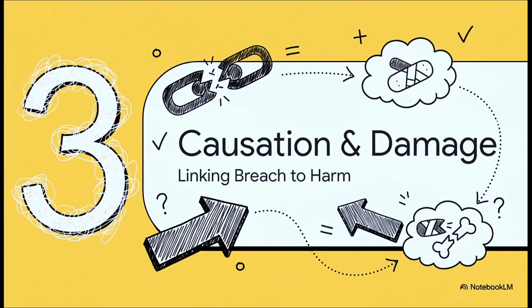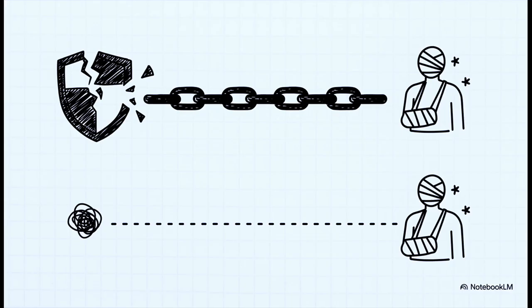And that brings us to our last 2 pillars, causation and damage. You see, it's not enough for someone to just show that a mistake happened. To prove negligence, they have to draw a direct line from that specific mistake to the actual harm the patient suffered. The idea here is pretty simple, really. There has to be a clear, unbroken link between the breach of duty and the patient's injury. If the patient would have suffered that same harm anyway, even if the care had been perfect, then that legal chain of causation is broken.